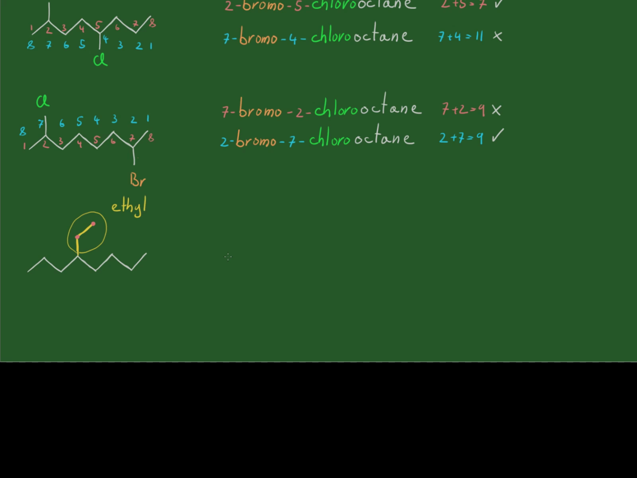So what is the name of this compound? Once again, we number the carbons. And we can see that the ethyl substituent group is on carbon number 4. So we have 4-ethyl octane.